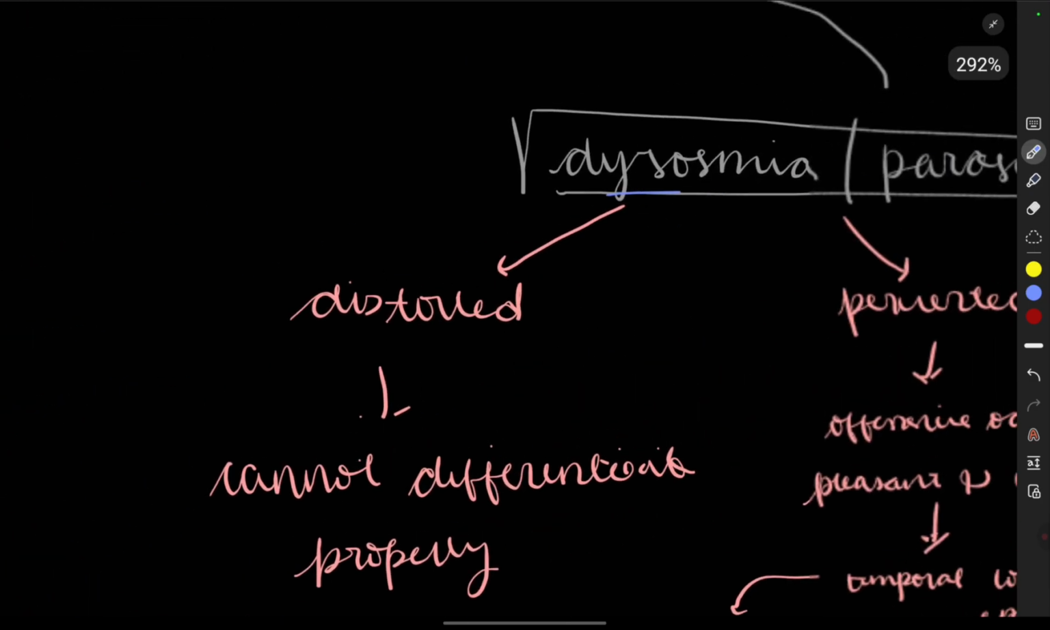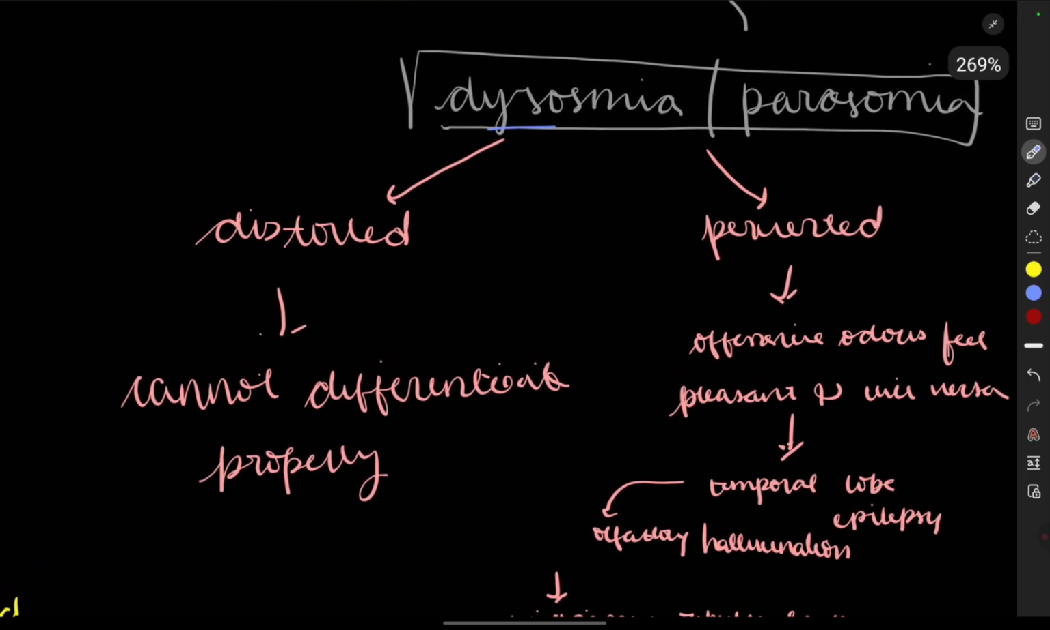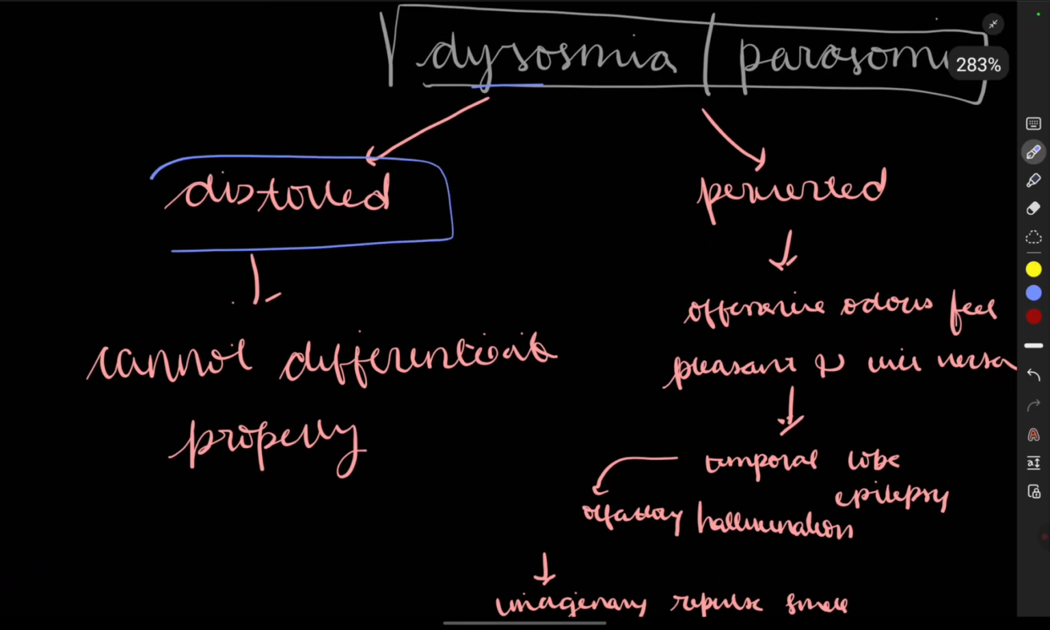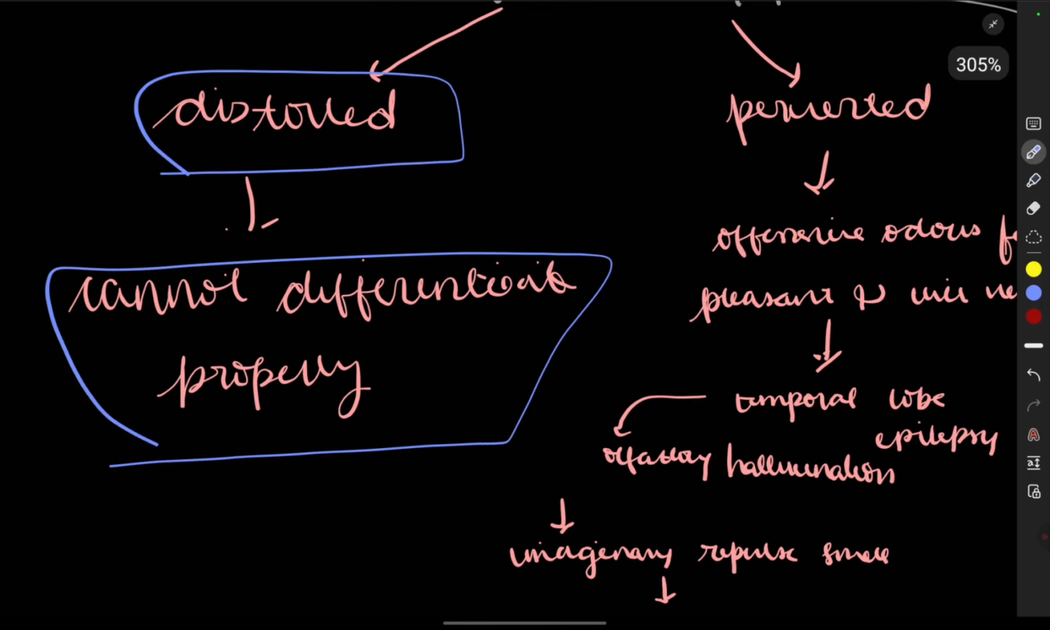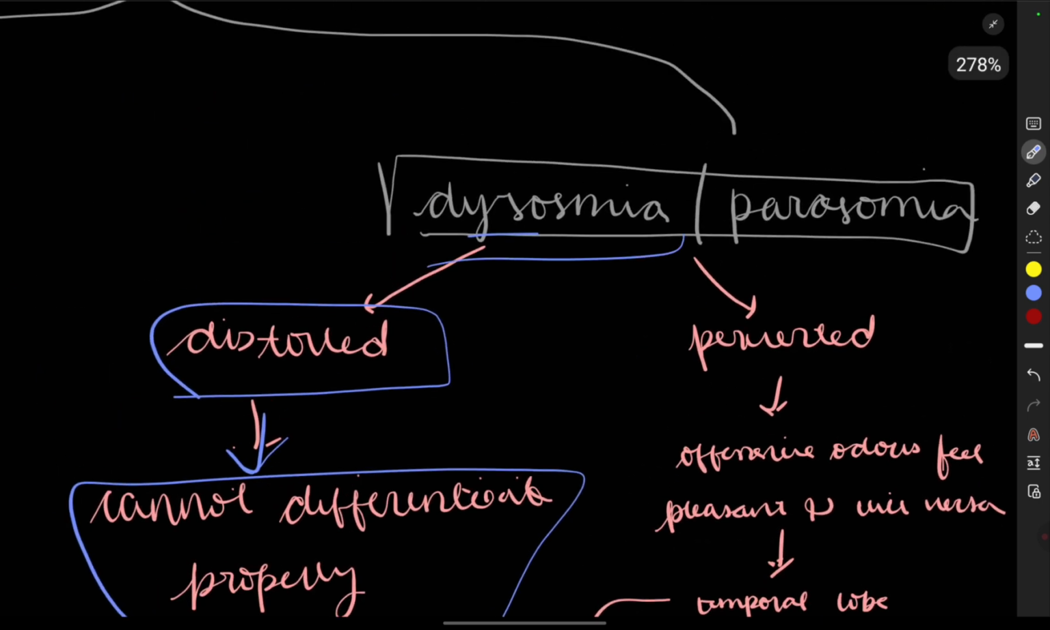Now talking about dysosmia and parosmia. Dysosmia is distorted smell. The person cannot differentiate properly between two smells. Now if you give two odors, that is clove oil and peppermint oil, he or she cannot differentiate properly. Distorted, it is a mixed sensation of the smells.